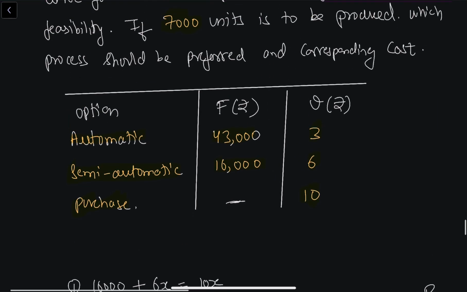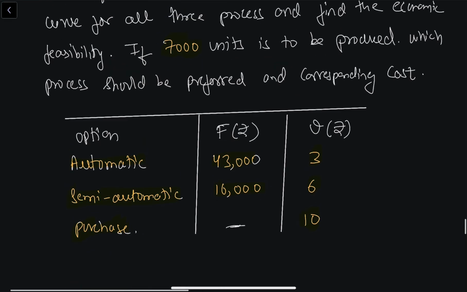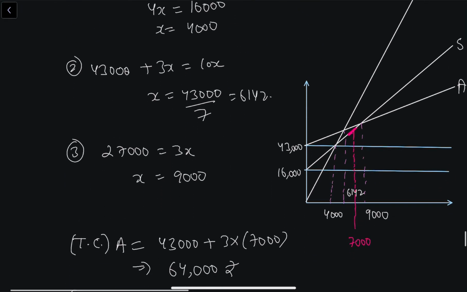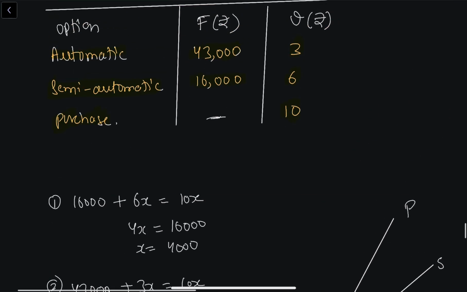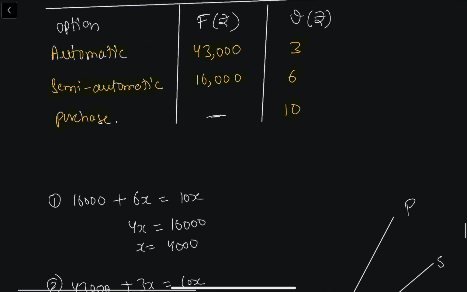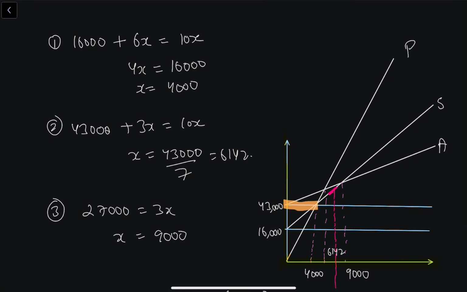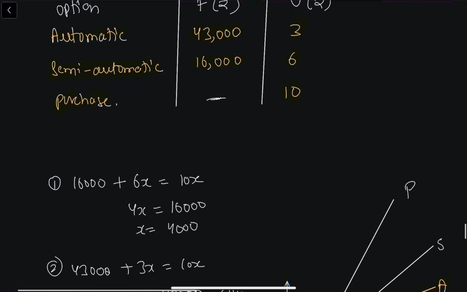So I will simply put this variable on a graph and we'll see what is happening. On the y-axis I'm putting the cost value and the x-axis is the number of units produced. For automatic, the cost is 43,000 fixed and then 3 is variable. So I'm putting 43,000 fixed, and over and above that 3 per unit for automatic. The slope is less because the variable cost value is less.